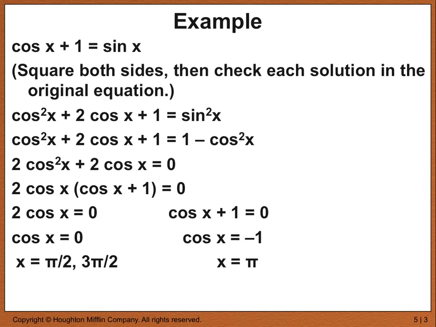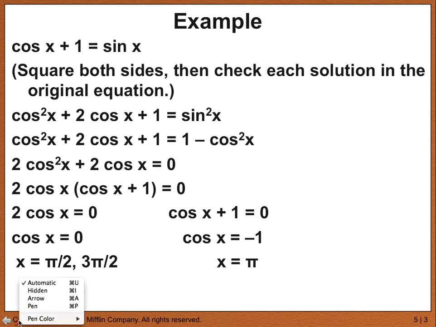need to be careful. If you square both sides, you have to check each solution in the original because you may end up with an extraneous solution, a solution that is invalid. So let's test them one by one. First, let's test pi over 2. We're going to simply take this solution, pi over 2, and plug it in for x in our original equation.